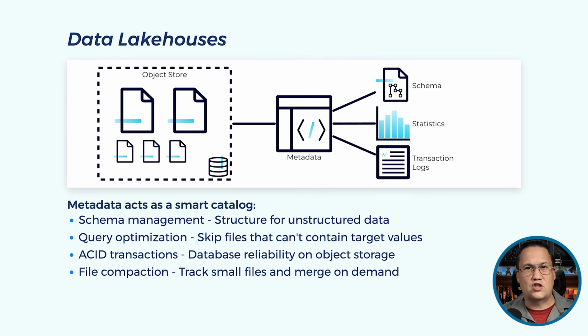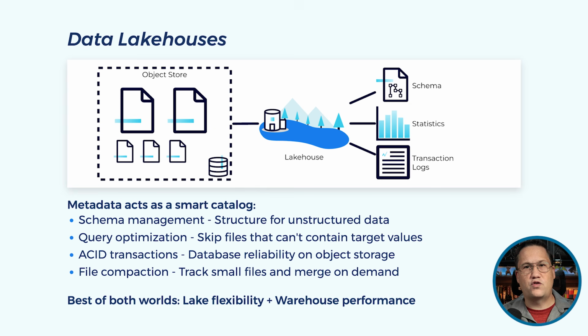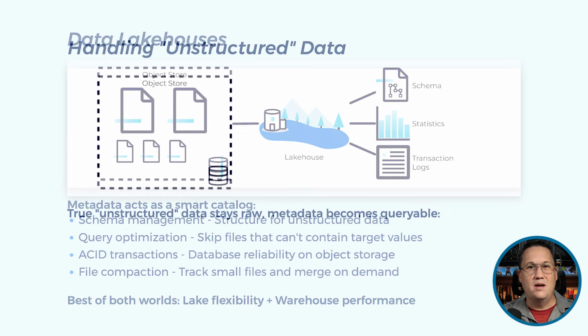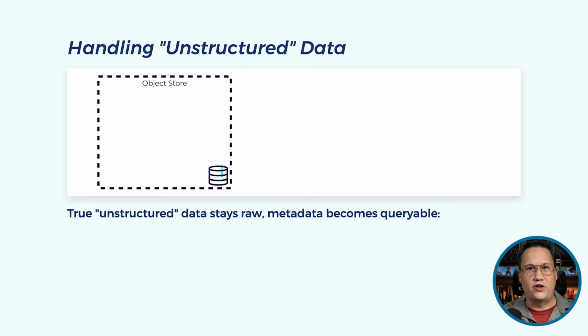Finally, it tracks small files and determines which ones can be merged to create larger, more efficient files when compaction is triggered. This transforms the object store into a platform that blends the performance of data warehouses with the flexibility of data lakes. But what about that awkward, unstructured data?